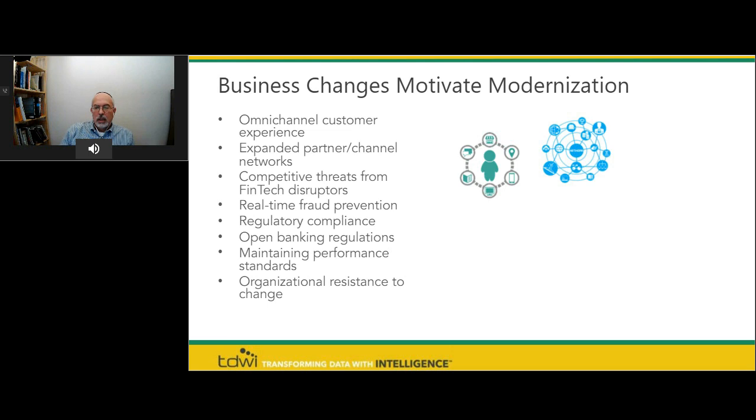Secondarily, as I was referring to in that prior slide, you've got an expanded partner network or channel network where your organization is communicating with a lot of other organizations or third parties that are facilitating communication among those different organizations.